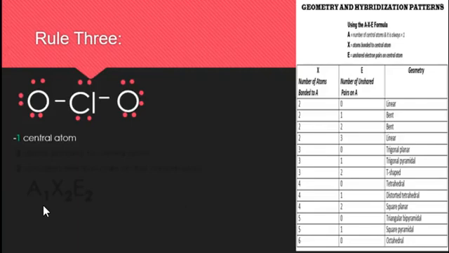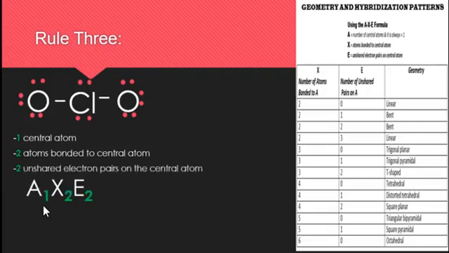All right, one central atom, the Cl. Two atoms bonded to the central atom, the two O's. Two extra unpaired electrons on pairs on the central atom. So I've got an AXE of 1, 2, 2. So a 1, 2, 2 is bent.